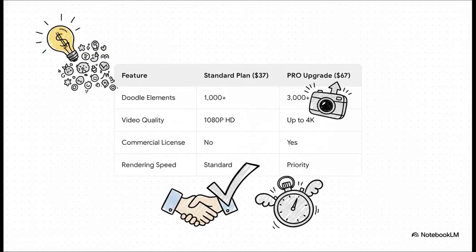But of course, that $37 is just to get you in the door. There are upsells. The Pro version gets you a lot more doodle images, lets you export in 4K, and bumps you to the front of the line for rendering. But honestly, the most important thing here is the commercial license. If you don't get the Pro upgrade, you technically can't use these videos for client work. And that's a massive deal for any freelancers or agencies out there.